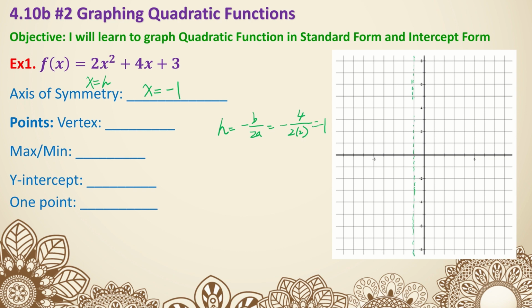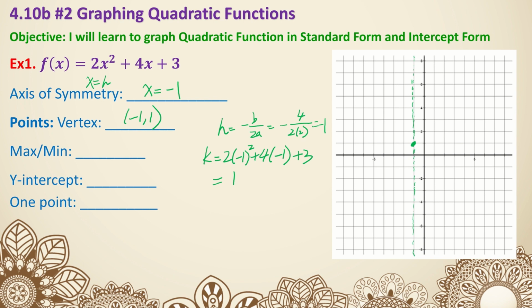Because it's not actually a part of the graph, we're going to use a dotted line to draw the axis of symmetry. Vertex, well, in order to find the vertex, now we need to find the k. K is going to be 2 times negative 1 squared plus 4 times negative 1 plus 3, which is 2 times 1 plus a negative 4, so it's a negative 2 plus 3, which is a 1. So my vertex is negative 1, 1. Negative 1, 1. Right here.